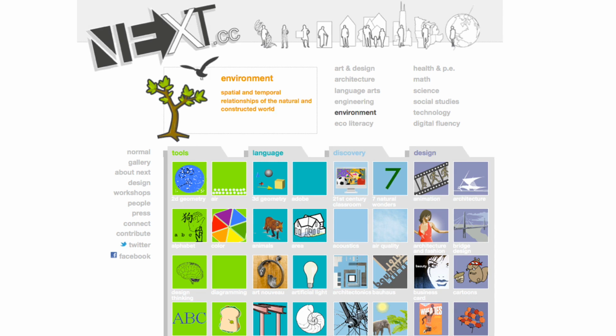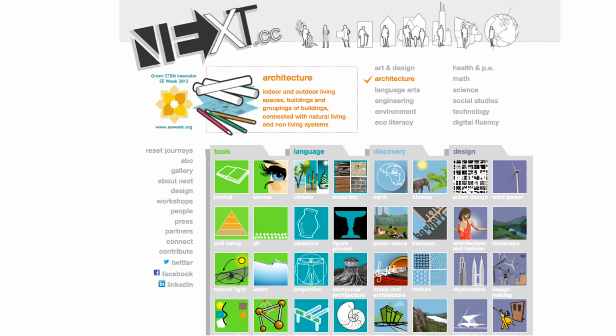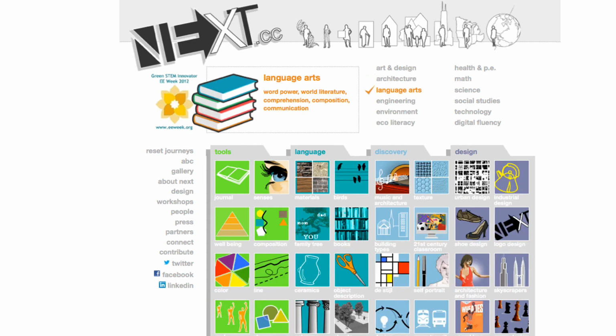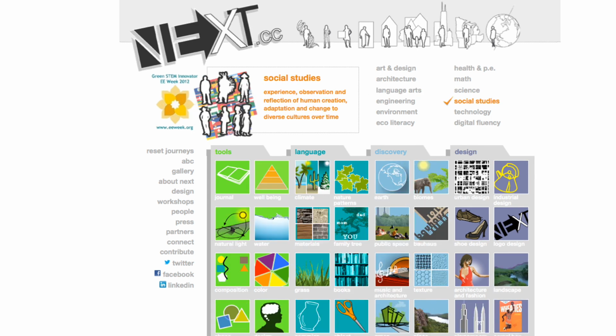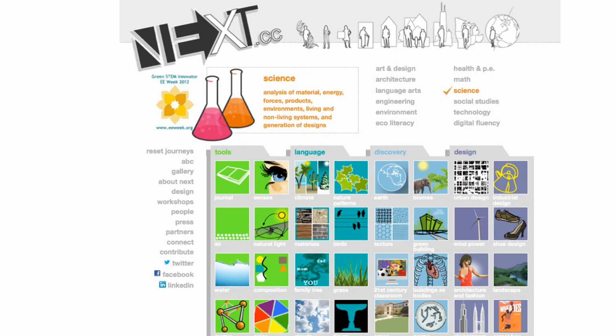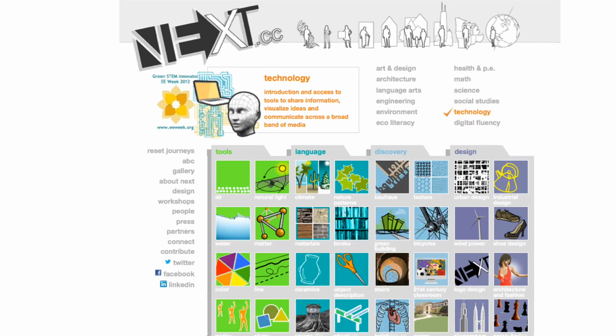And Next.cc helps you select if you're interested in a scale or science, technology, engineering, the environment, spatial and temporal relationships of the natural and constructed world, or architecture, indoor and outdoor living spaces, buildings and groupings of buildings connected with natural living and non-living systems. Language, English as a second language, learning the powers of words, or social studies, our past and present and future of human creation and cultural development, adaptation and change to diverse places over time. Or science, experience, observation, and reflection to change diverse living and non-living systems and generation of designs.